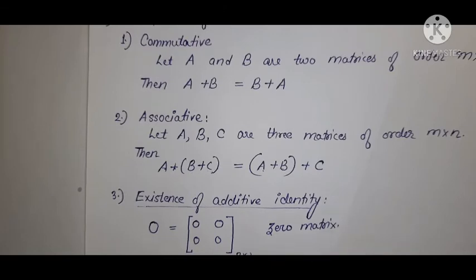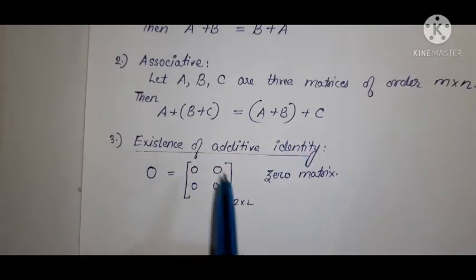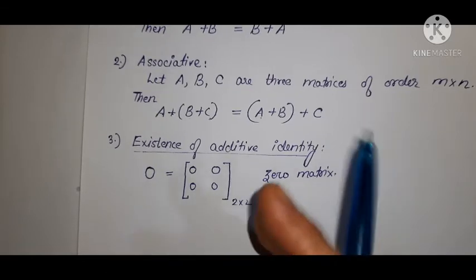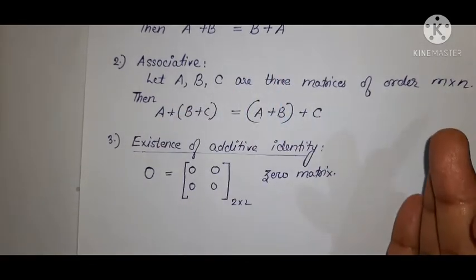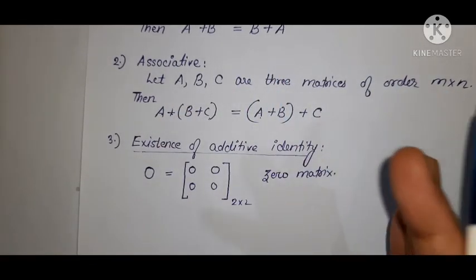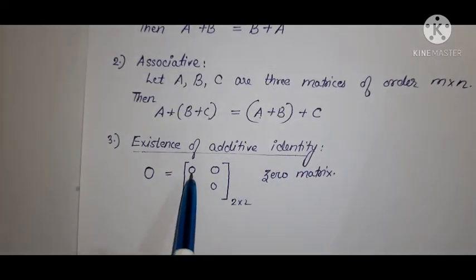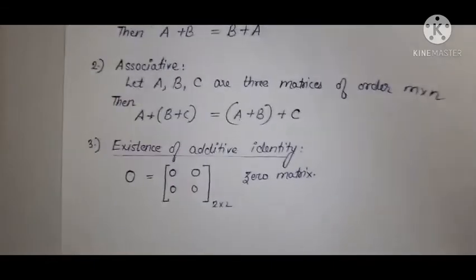So, existence of additive identity means when you add some particular matrix with the null matrix, you should get the matrix itself. So that is called the additive identity. Means you add with some matrix, the result will be the matrix itself. So here your additive identity is the null matrix, that is 0, 0, 0. All elements are 0. Order may be 2 by 2, 2 by 3, anything.